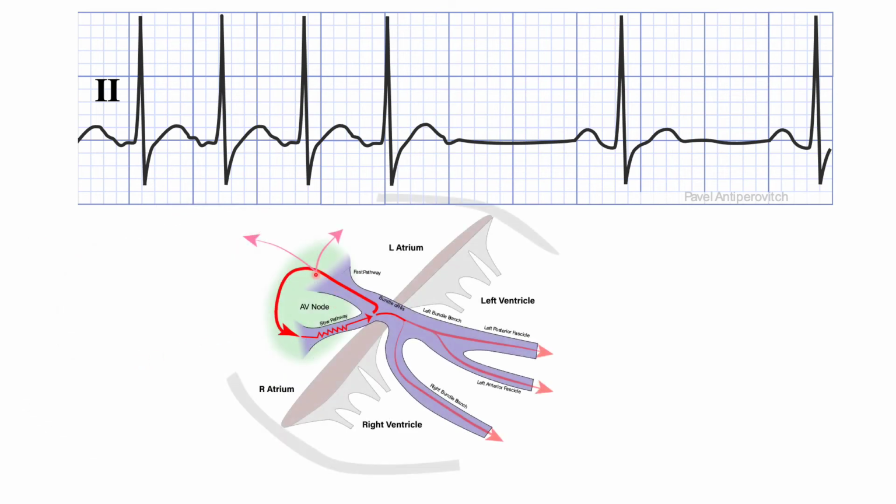AVNRT can certainly terminate like this. When the propagation goes down the slow pathway, comes back up the retrograde fast pathway, it can create an atrial activation and then come down the slow pathway and block in the slow pathway such that there's no ventricular activation. So this can certainly be explained by AVNRT.